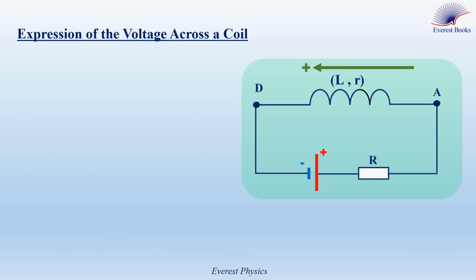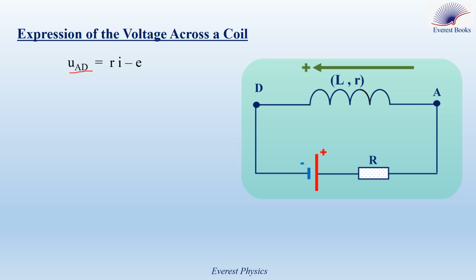Expression of the voltage across a coil. Look at the circuit. A coil whose terminals are A and D is oriented positively from A to D. Then UAD is equal to RI minus E. Remember, when we write the expression of the voltage across the coil, we pay attention to the chosen positive sense but not to the direction of the current.